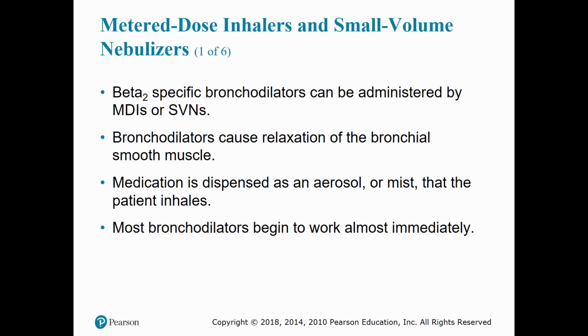Beta-2 agonists can be administered by either a metered dose inhaler or a small volume nebulizer to help relax the smooth muscle within the bronchioles. Metered dose inhalers are more convenient, but some patients use the nebulizers at home. Most bronchodilators begin to work almost immediately, and their effects can last up to 8 hours or more. Because of the swift relief they can provide, they are appropriate for pre-hospital administration by the EMT with approval of medical control.